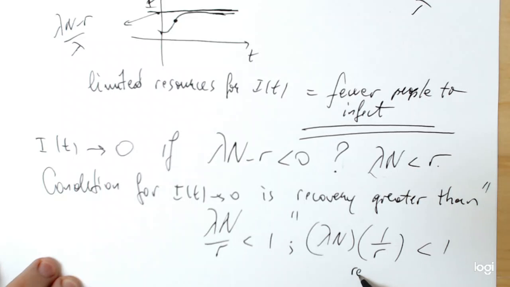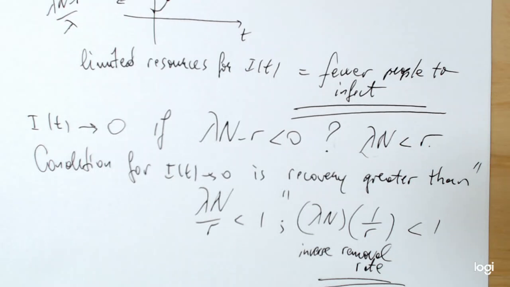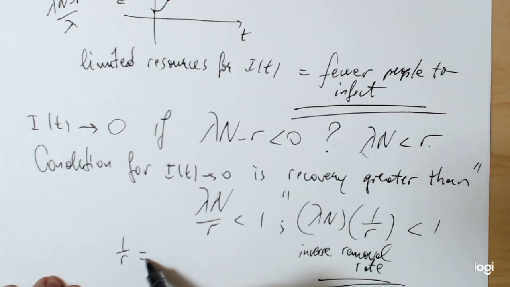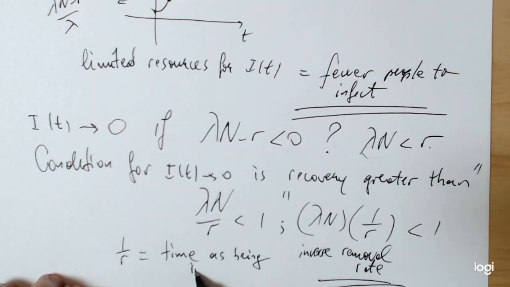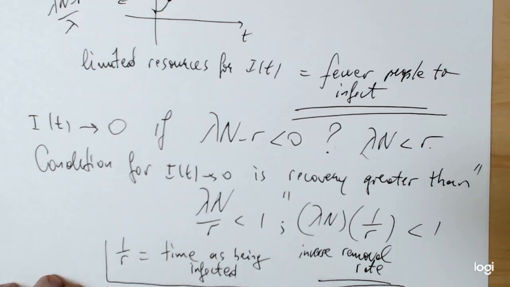So the meaning of the inverse of the removal rate. Remember what I told you before, the inverse of the removal rate is essentially the expected time spent in that category. This is a removal rate from the infected class. So 1 over r is basically the time as being infected. It's the estimated time of an infectious individual staying infectious. So 1 over r is how much time is spent in infectious status.